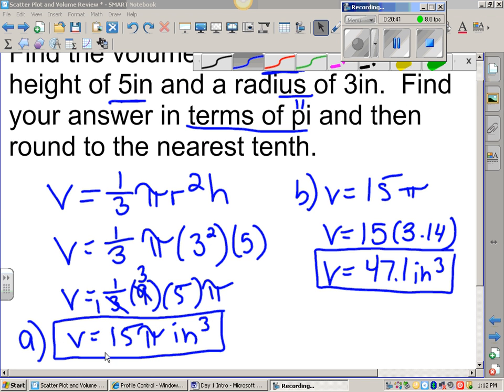Again, in terms of pi, just means literally that pi is still there. Very important to understand the meaning behind that. And then when they ask you to round, whether it be the tenths or the hundreds or the thousandths place, that means replacing the symbol pi with the number.